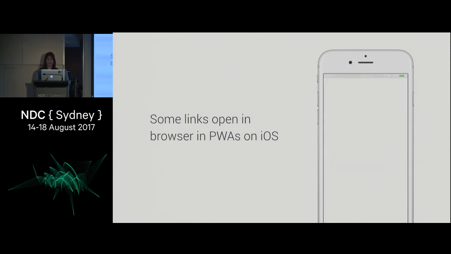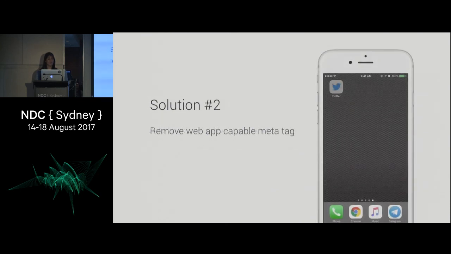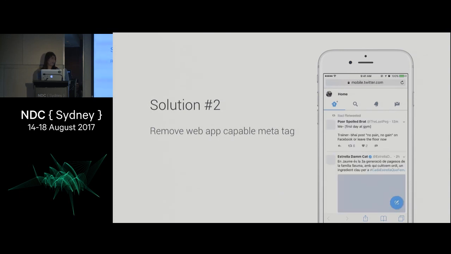So here are some solutions. The first solution is that we could add a back navigation on all the screens of the PWA, and we could use location.href instead of the A links for internal navigation. Or the second solution would be to just remove the web app capable meta tag. So keep the icon and meta for the title, but just don't let it open in full screen mode.